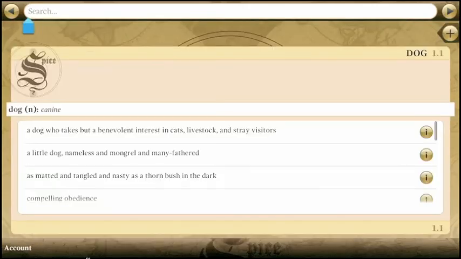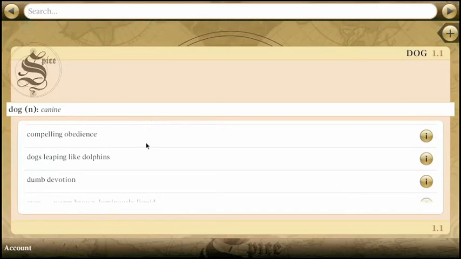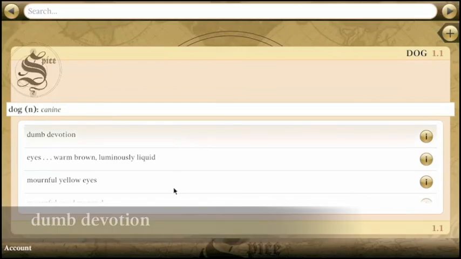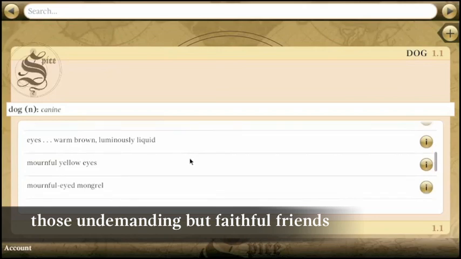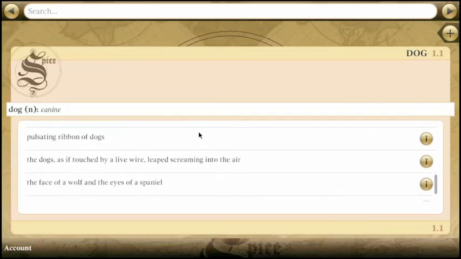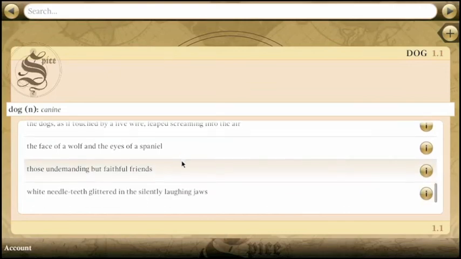If you look up dog in Spice, you will find several phrases that reflect these concepts of blind loyalty and friendship. Let's take a look at a few. Okay, here we go. Dumb devotion. Those undemanding but faithful friends. You could just write a sentence something like, dogs have been known for their dumb devotion. They have been called our faithful friends, even man's best friend.